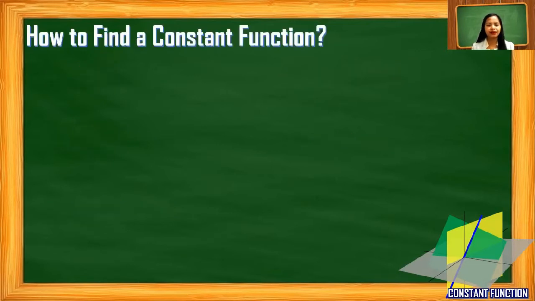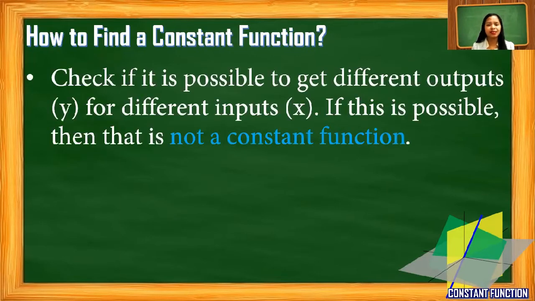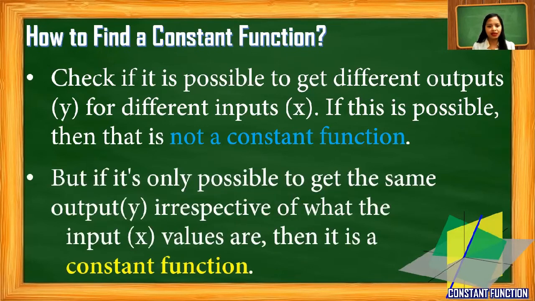So how are we going to find a constant function? First, we are going to check if it is possible to get different outputs, or values of y, for different inputs, or values of x. If this is possible, then that is not a constant function because there are different values of y, and a constant function should have one and only one constant depending on the given. Second, if it is only possible to get the same output, or value of y, irrespective of what the input, or values of x, are, then it is a constant function. So we only have to get one and only one possible output, or value of y, so that we can consider it a constant function.